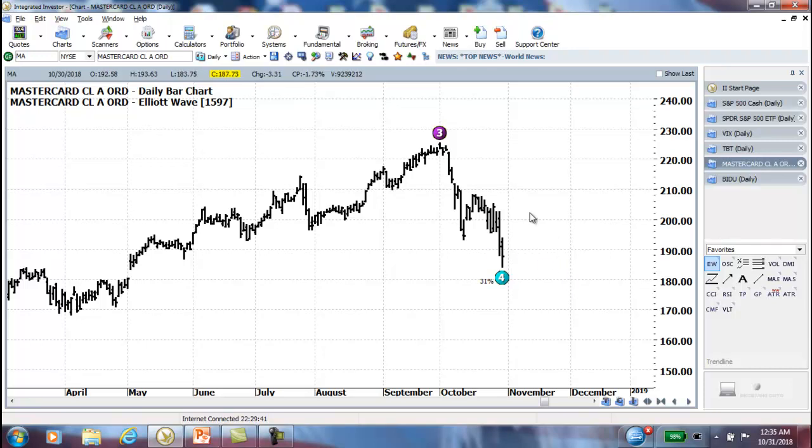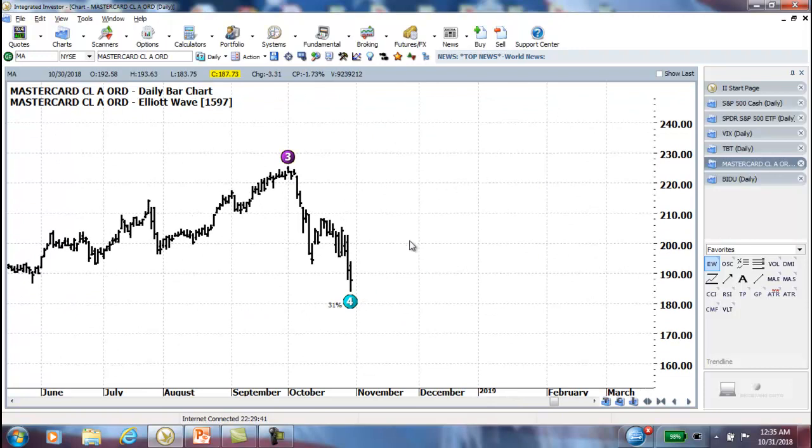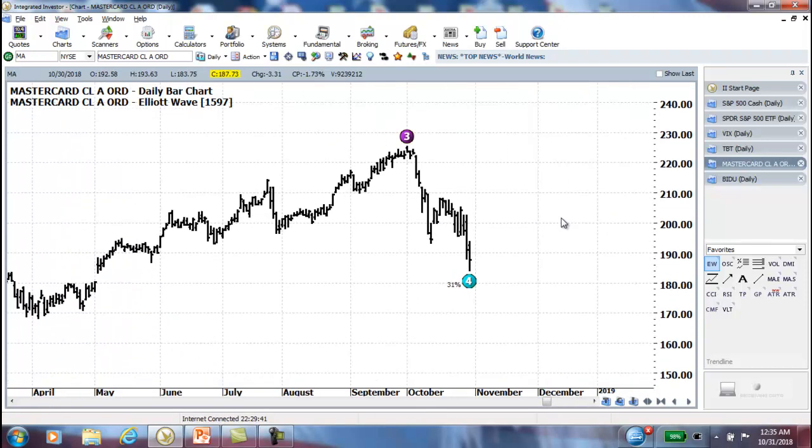So this is still intact. We're still in a longer-term Fibonacci correction in the wave 4 and an Elliott Wave 5 back to the upside. So we haven't even hit that fib level that we're looking for in the wave 4 yet. So still in good shape there with MasterCard.